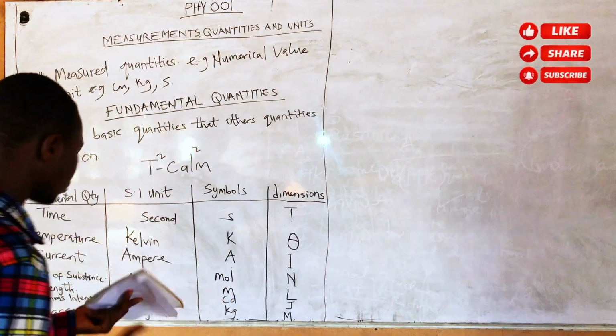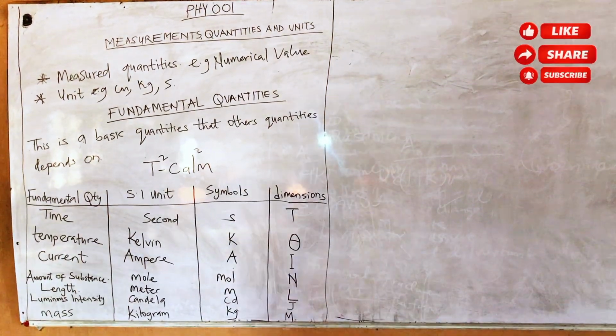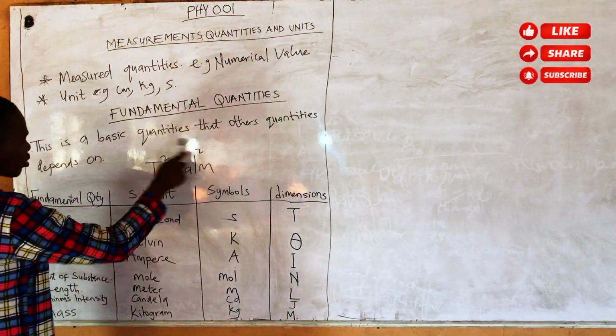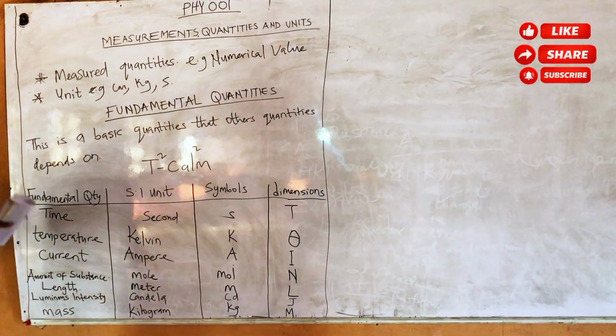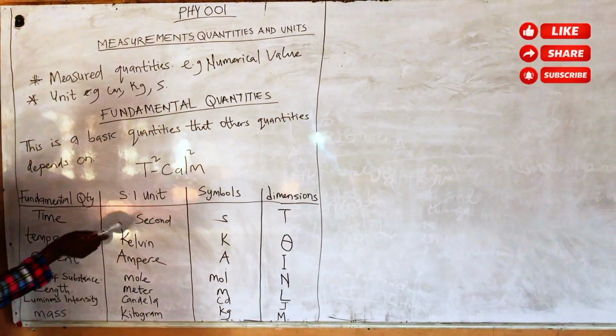We have seven fundamental quantities. Using this mnemonic, you are able to memorize these seven fundamental quantities. We have time, the SI unit is seconds, the symbol is S, and the dimension is T.